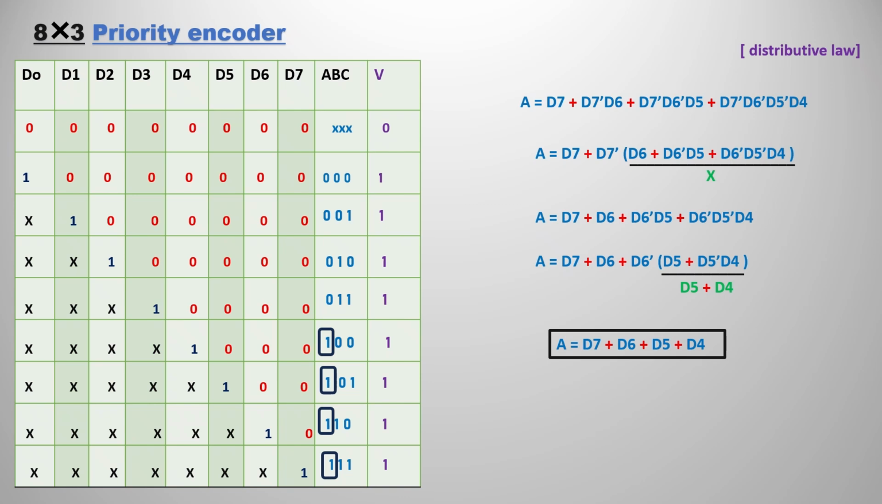So you can remember it, or you can go through the Boolean algebra formulas, or you can use the K-map for the simplification. K-map is very easy, I can say, for the grouping and minimization. And you can observe there d7 plus d6 plus d5 plus d4. So this is the final output expression for A.